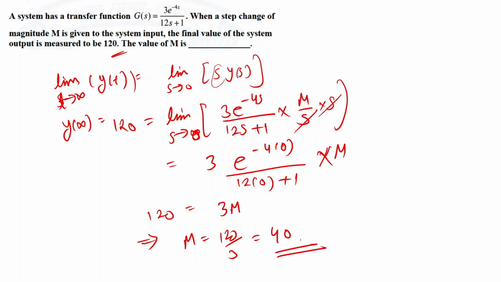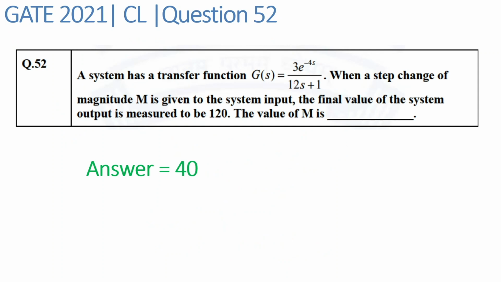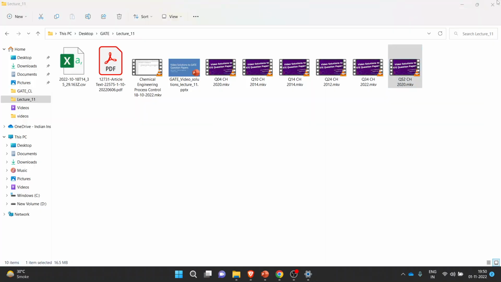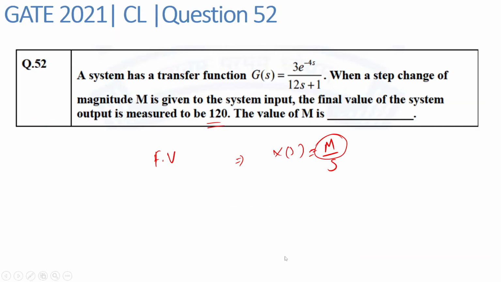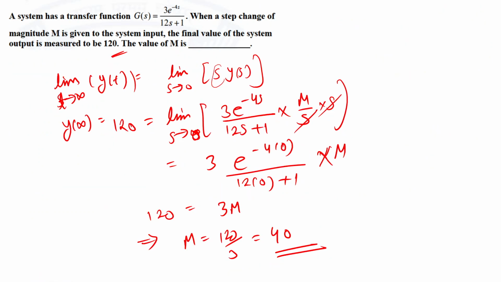So we are giving a step change of magnitude 40, and ultimately the final value of the output is measured to be 120. From the given options, we have to report the answer as a numerical value, so we can write the final answer as 40. If you have any doubt in this question, you can write, and then we can move on to the next question, which is also similar to this one.